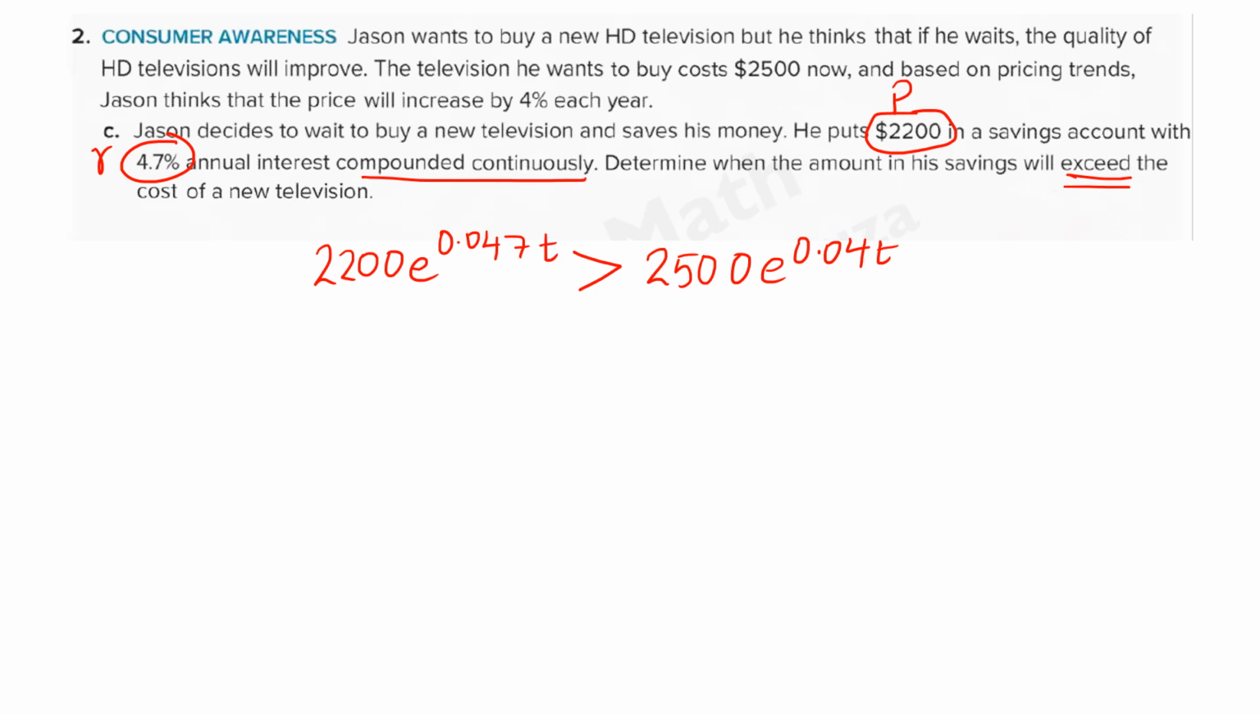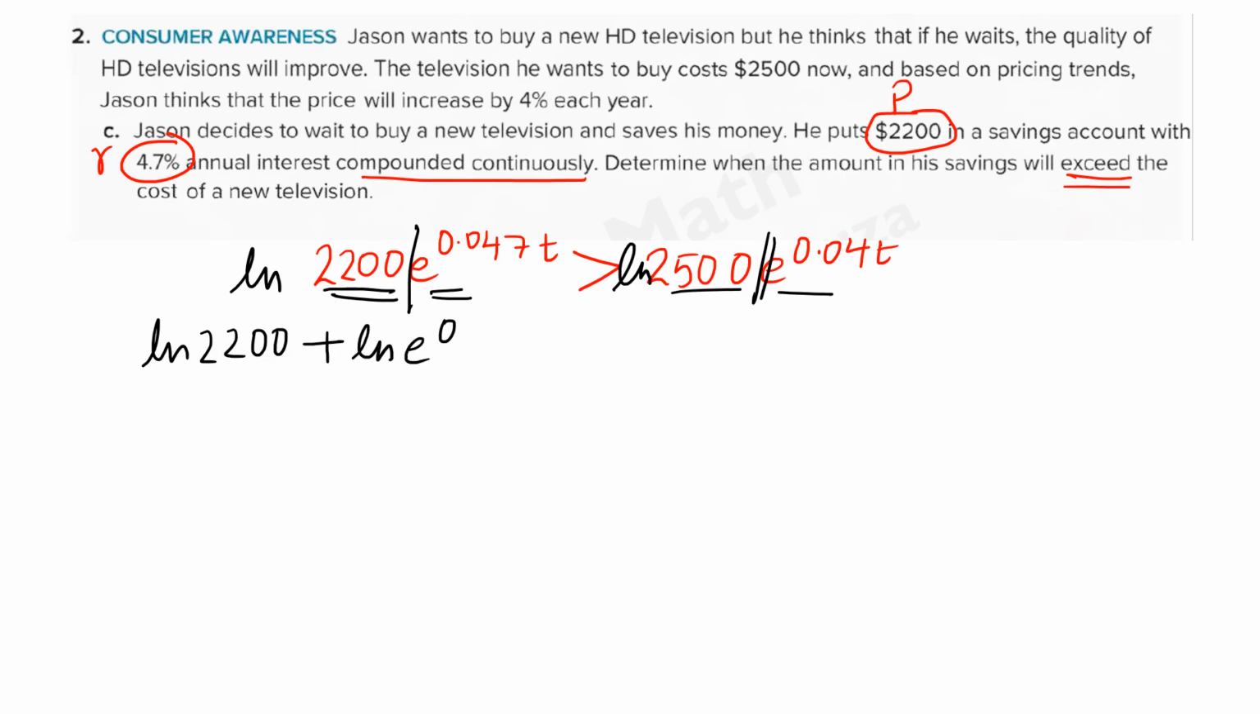So what we will do, we want t which is in the power, so definitely we will take natural log, ln, of both sides. So what happens when we do that, there are two different logs. If you see, 2200 is multiplied to this part, similarly 2500 is multiplied to this part. So I'm going to go ahead and use the property of inequality for logarithms, and we will break this one logarithm, which is multiplied, into two parts. So ln 2200 plus ln e to the power 0.047t is going to be greater than, again break, ln 2500 plus ln e to the power 0.04t.